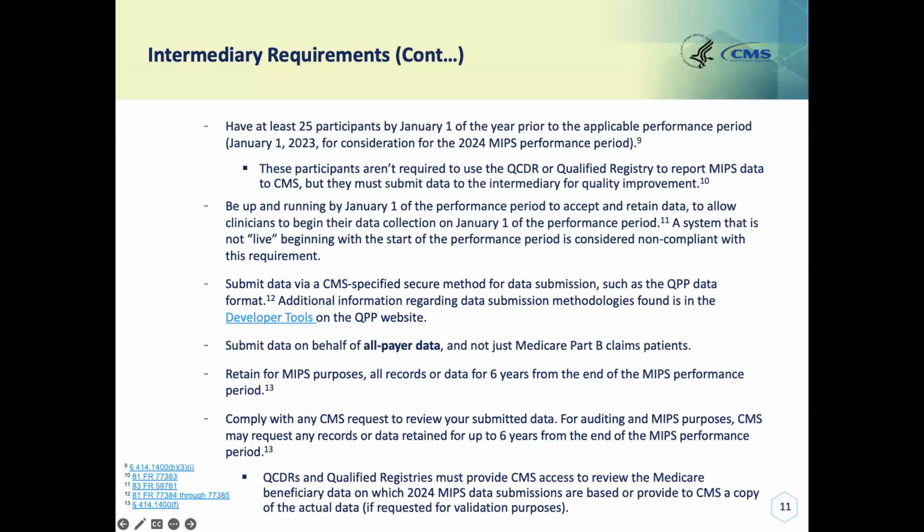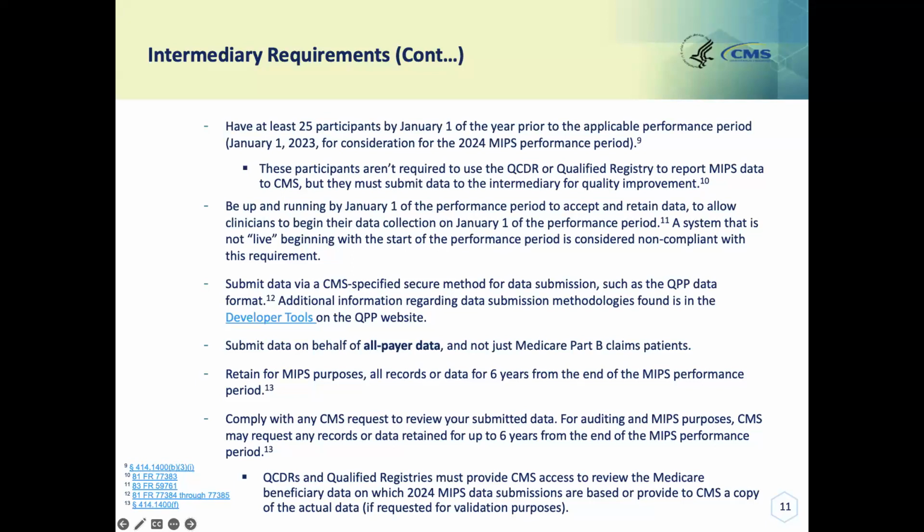So in order to act as a QCDR or qualified registry for 2024, you must have at least 25 participants within your registry or QCDR by January 1st of the year prior to the applicable performance period. So that would be January 1st, 2023 for consideration for the 2024 MIPS performance period. Please note that these participants are not required to use the QCDR or qualified registry to support MIPS data to CMS, but they must submit data to the intermediary for the purposes of quality improvement.